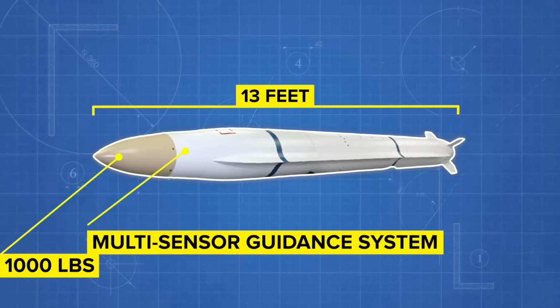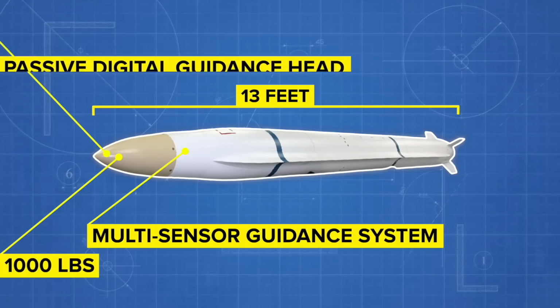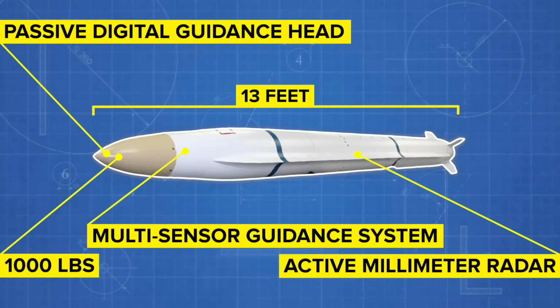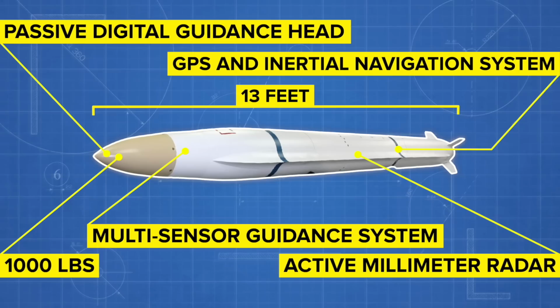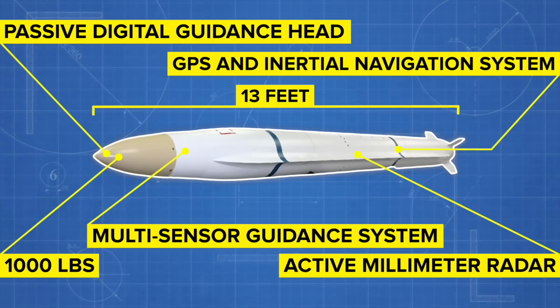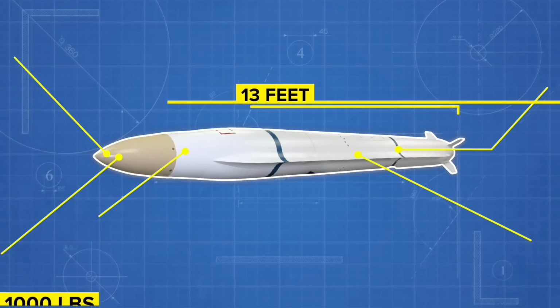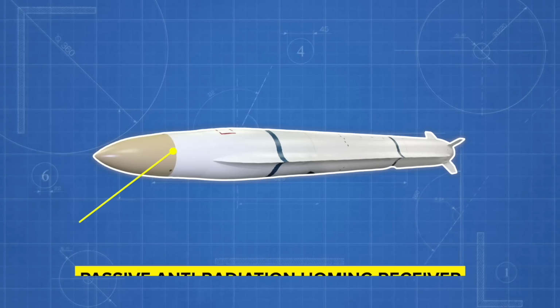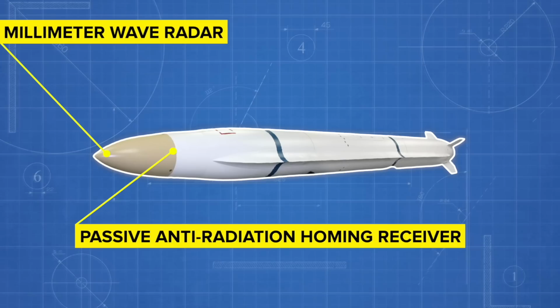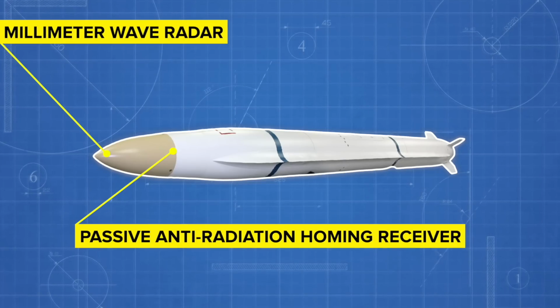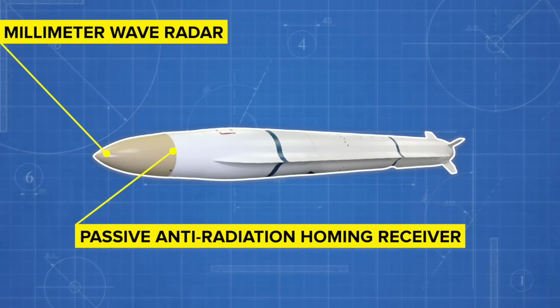It includes a multi-sensor guidance system with a passive digital guidance head, active millimeter radar, and a GPS and inertial navigation system. It uses a smokeless solid propellant and can fly at Mach 2. The AARGM-ER uses a passive anti-radiation homing receiver, a millimeter wave radar, a GPS, and an inertial navigation system to identify a target and guide the missile to the target.